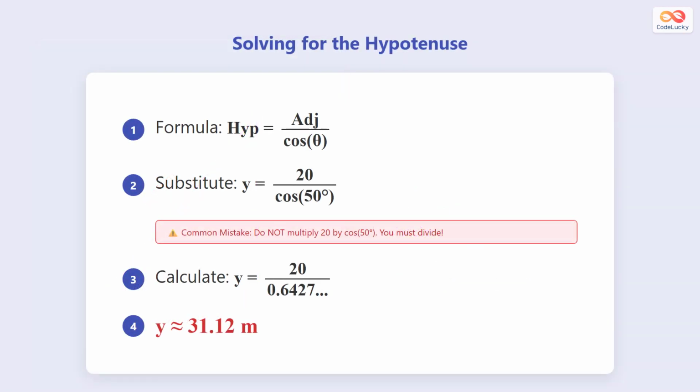So we set up our equation. Hypotenuse equals adjacent divided by cosine theta. Substituting our values, we get y equals 20 divided by cosine 50. Be careful here. Do not multiply. 20 divided by 0.642 gives us a result of approximately 31.12 meters.